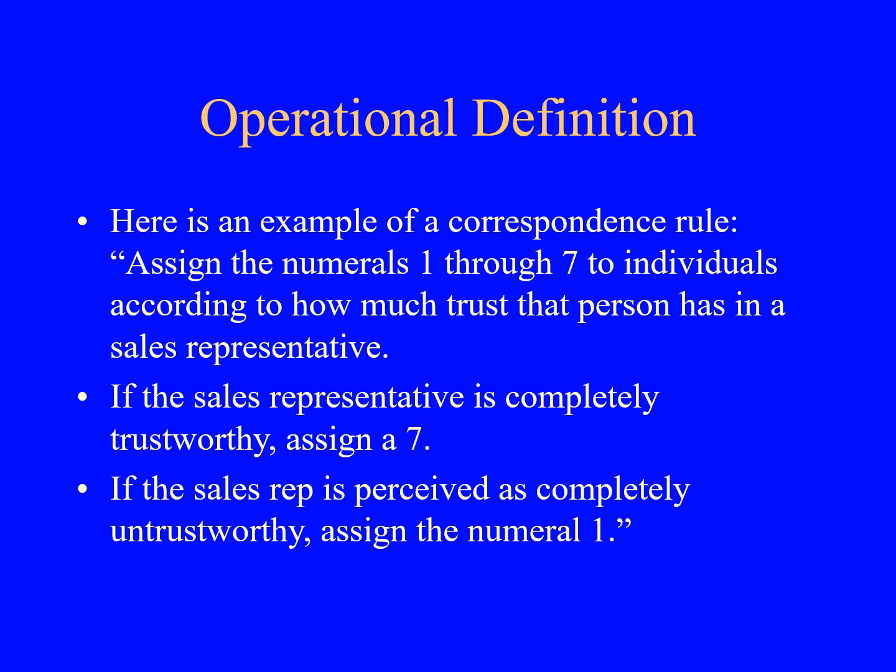Here is an example of a correspondence rule. Assign the numbers 1 through 7 to individuals according to how much trust that person has in a sales representative. If the sales representative is completely trustworthy, assign a 7. If the sales representative is perceived as completely untrustworthy, assign the number 1.